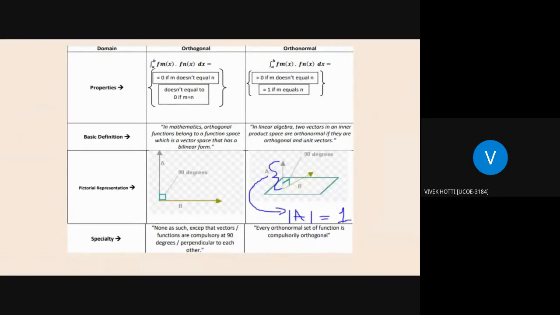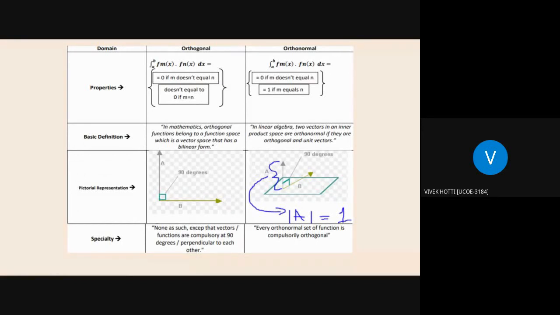The textbook definition of orthogonal functions is that orthogonal functions belong to a function space which is a vector space that has a bilinear form. Whereas the textbook definition of orthonormal functions states that two vectors in an inner product space are orthonormal if they are orthogonal and unit vectors both.